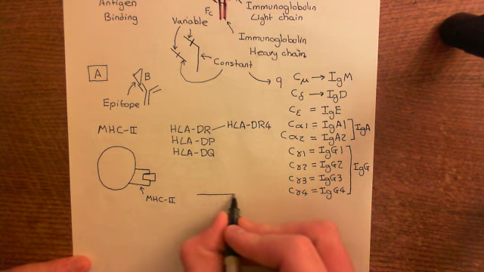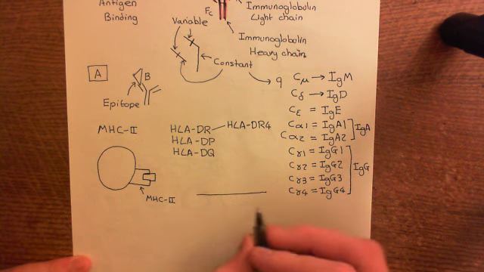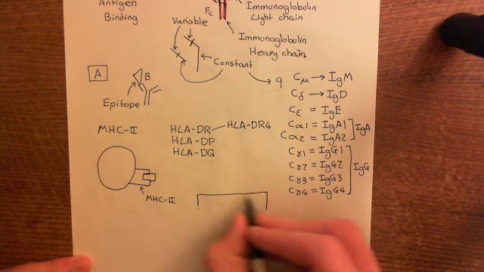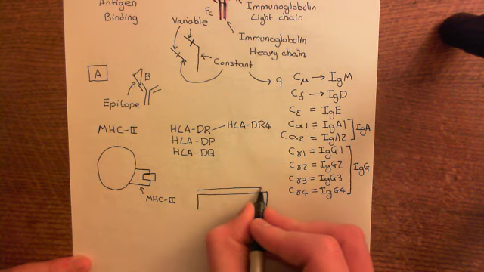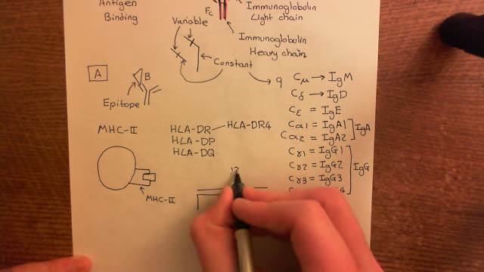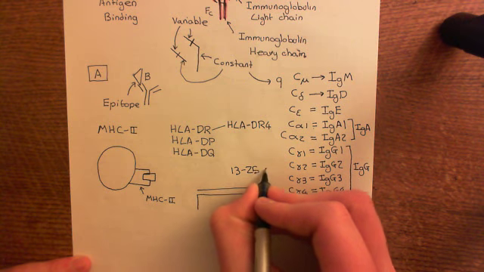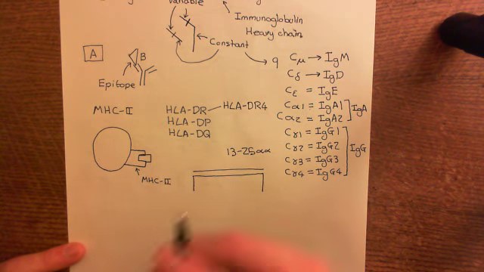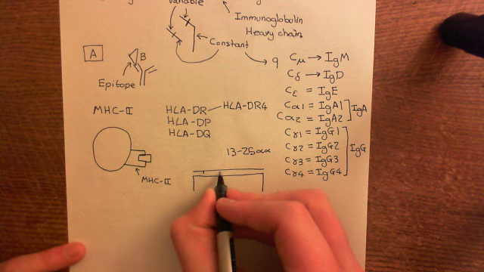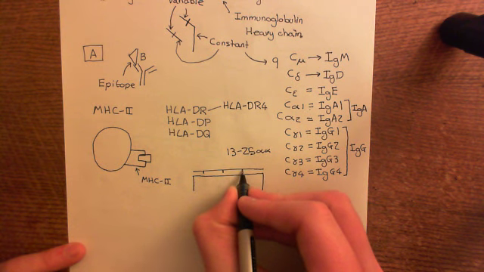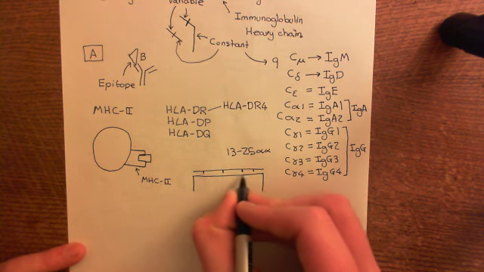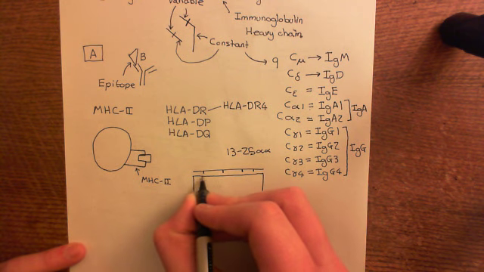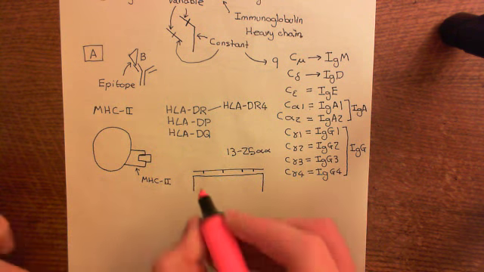If you remember, MHC class 2 has a very large peptide binding groove. It's open-ended, so let's say the peptide binds along here. It can bind a peptide between 13 and 25 amino acids. In order for a peptide to bind to the MHC class 2, it has to have certain amino acids at certain positions, because these amino acids are involved in binding to a specific portion of the MHC class 2 molecule.